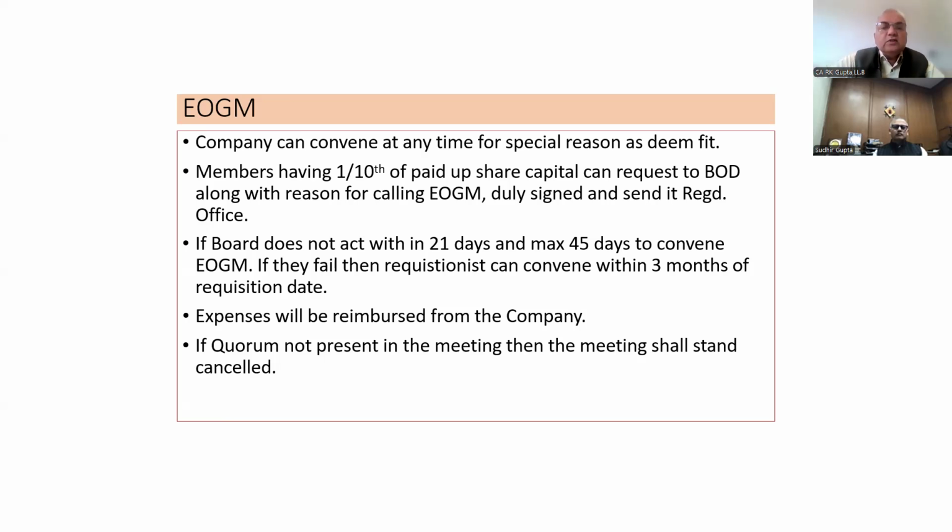Now suppose the board, despite this members' notice, does not act. If the board does not act within 21 days and maximum 45 days to convene the extraordinary general meeting, then the requisitionist, the person who made the request, can convene it within 3 months of the requisition date. Whatever the expenses for holding this extraordinary general meeting, they will be reimbursed by the company. And if the quorum is not present in the meeting, then the meeting shall stand cancelled.